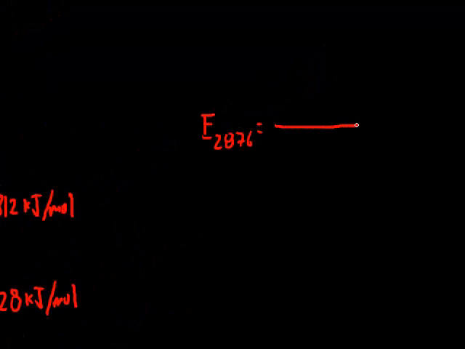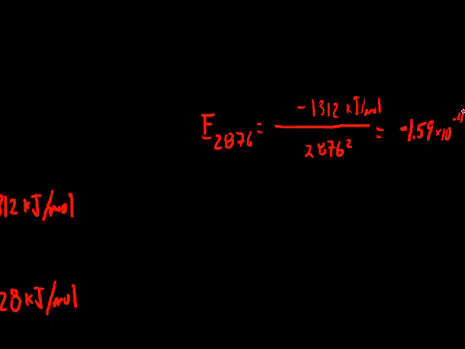2,876. Okay. So we're getting closer to infinity here. Negative 1312 kilojoules per mole divided by 2,876 squared. What do you get? You get a negative 1.59 times 10 to the negative 4 kilojoules per mole. So that's a negative 0.000159. So yeah, you keep getting closer and closer to 0.